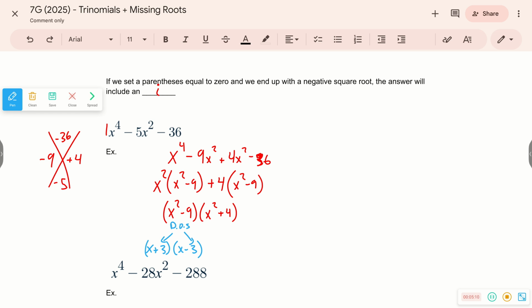Okay. So for our roots, x plus 3 equals 0, so we have x equals negative 3. X minus 3 equals 0, so x equals positive 3. Now with the x squared plus 4, that's not a factor thing right there. We don't have any sum of squares, so we have to solve for x. So for the x squared plus 4, we set x squared plus 4 equal to 0. Minus 4, minus 4. So now we have x squared equals negative 4.